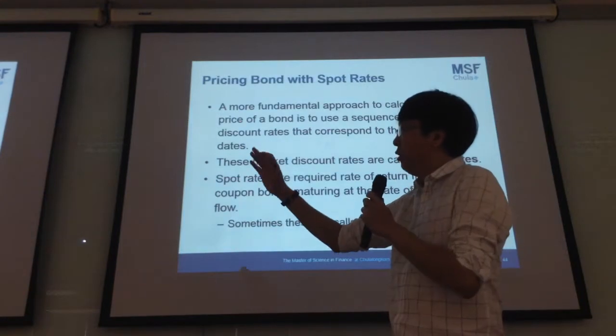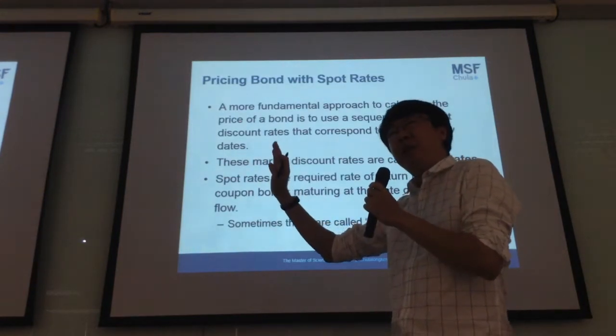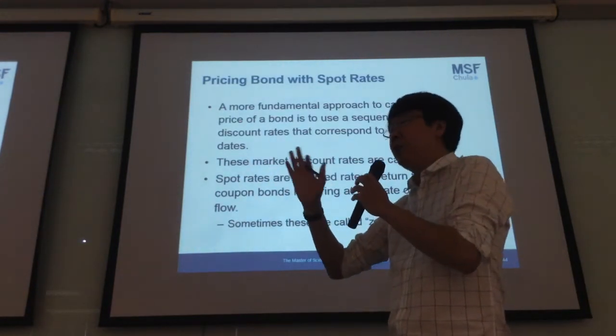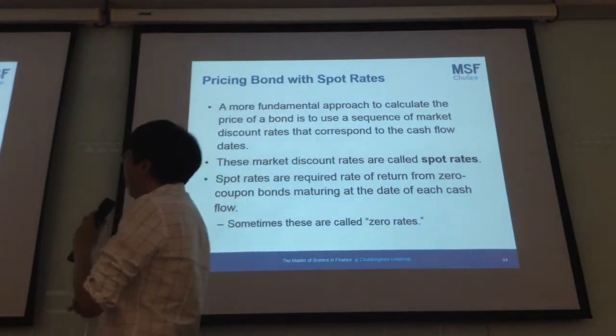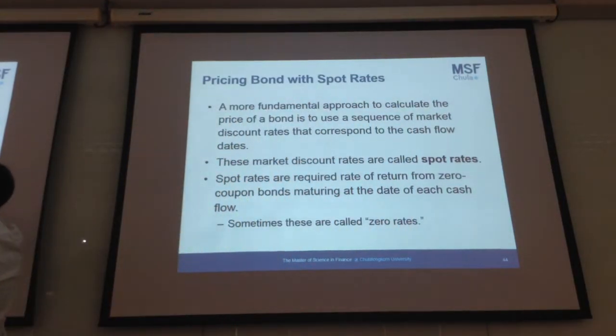There are some different names that we may use interchangeably: zero coupon, zero rate, or spot rate. This is the discount rate obtained from the zero coupon bond at different maturities.